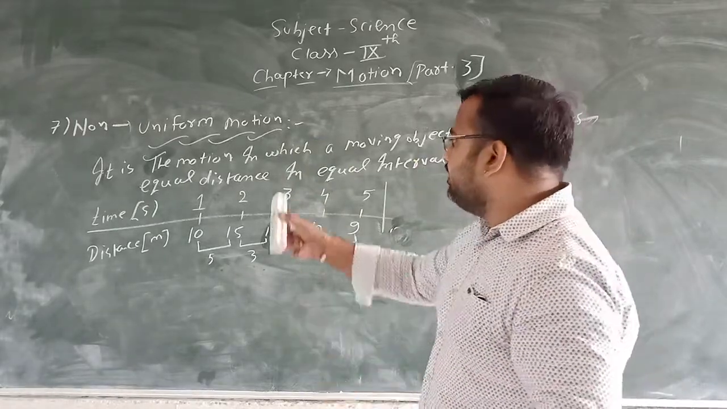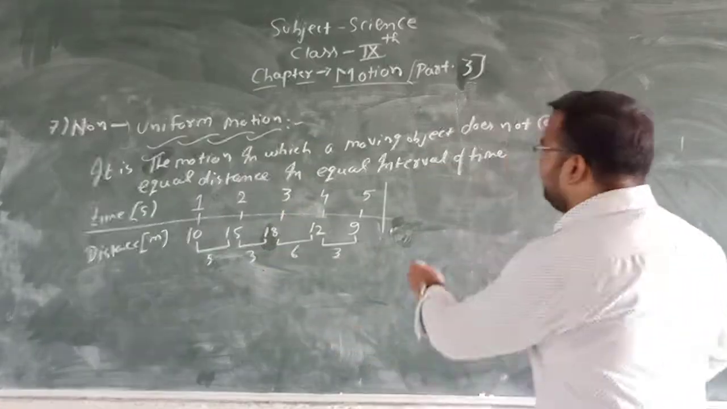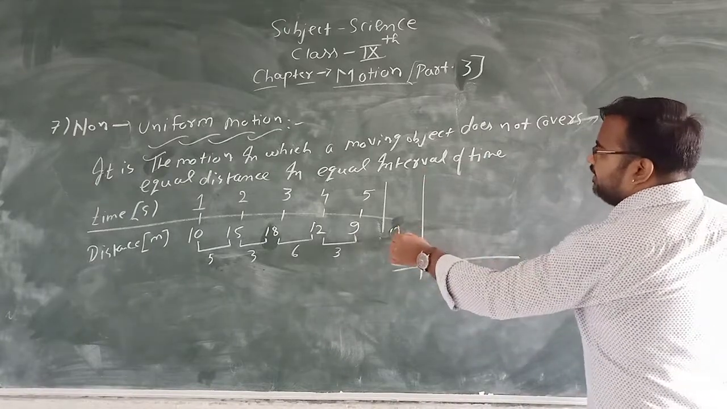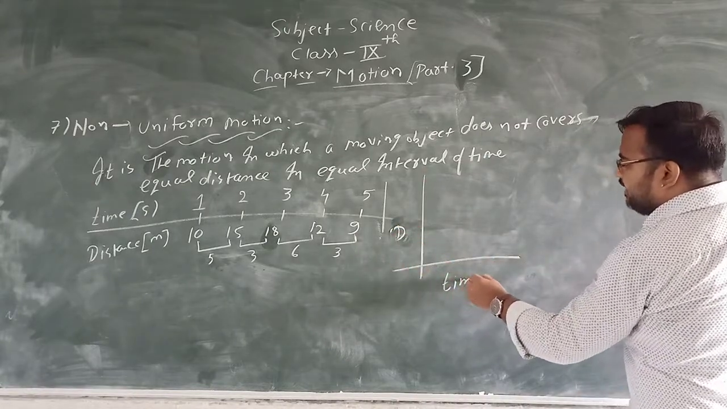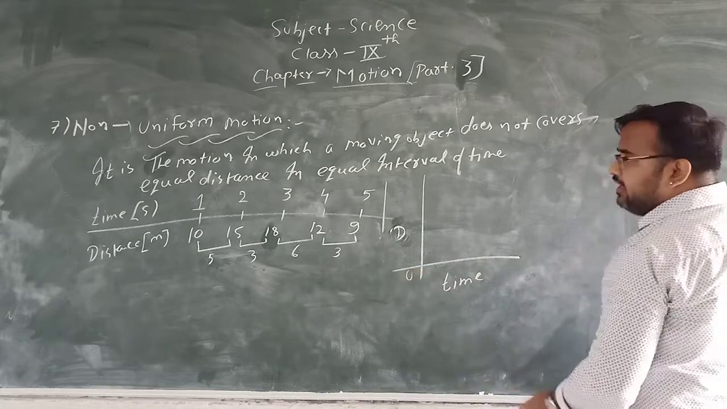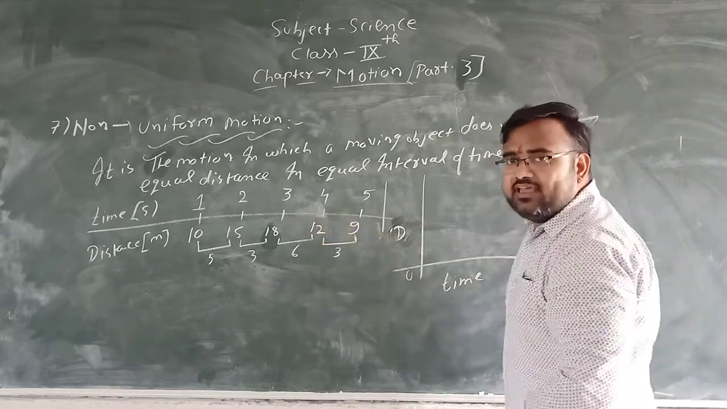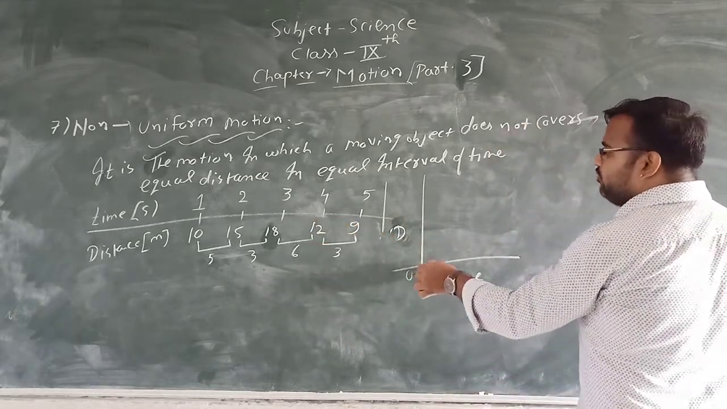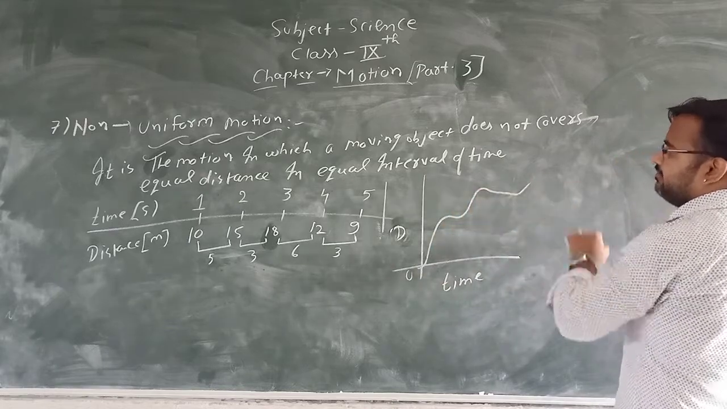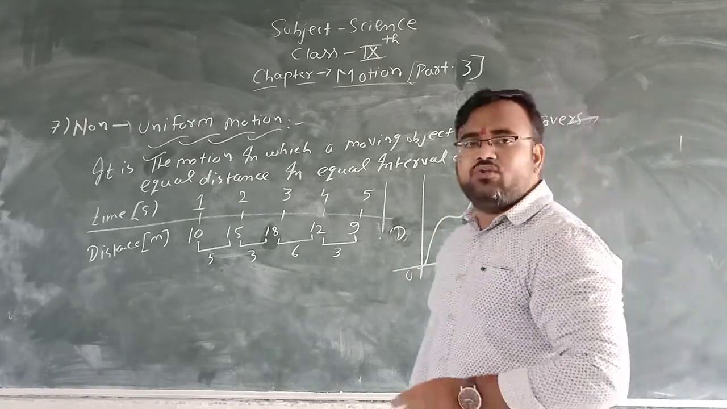And if you plot the graph of this reading, okay, distance versus time, then this is the origin. If you plot the graph of this table, then you will not get a straight line, you will get a line like this. Okay, this is known as non-uniform motion.